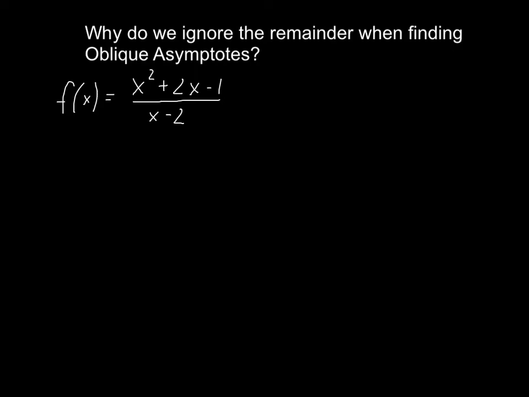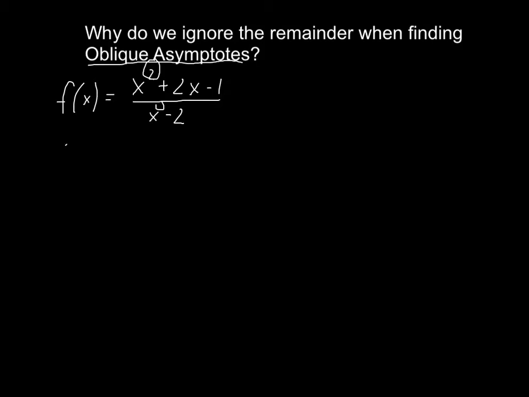Okay, so the question was asked, why do we ignore the remainder when finding oblique asymptotes? So here's an example of a rational function where the degree at the top is greater than the degree at the bottom. 2 is greater than 1. So we know that there is no horizontal asymptote for this, and we would have to go and find what we call an oblique asymptote or a slant asymptote.